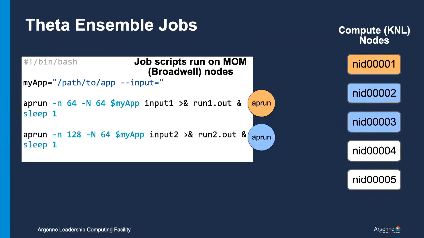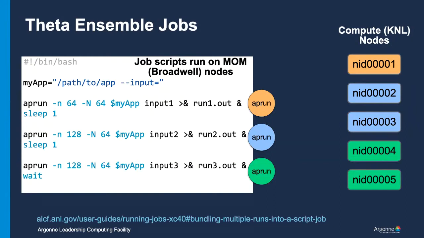We launch a second application in a very similar fashion, this time across 2 compute nodes with 64 ranks per node, and output is directed to a separate file. And we can do this again for our final 2-node job. So in this way, we've filled up our 5-node allocation with 3 application runs.